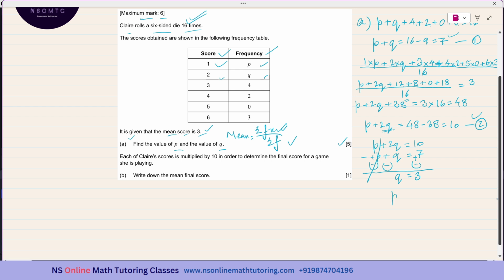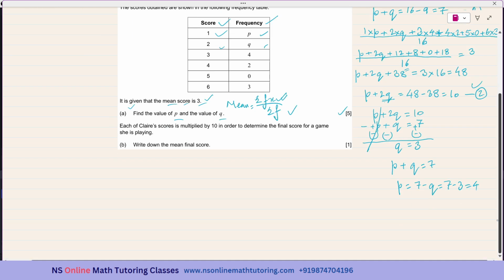It is p plus q equal to 7, and p is equal to 7 minus q, which is equal to 7 minus 3, which is equal to 4. Okay, so p is equal to 4, q is equal to 3. This is the answer for part A. Fine.